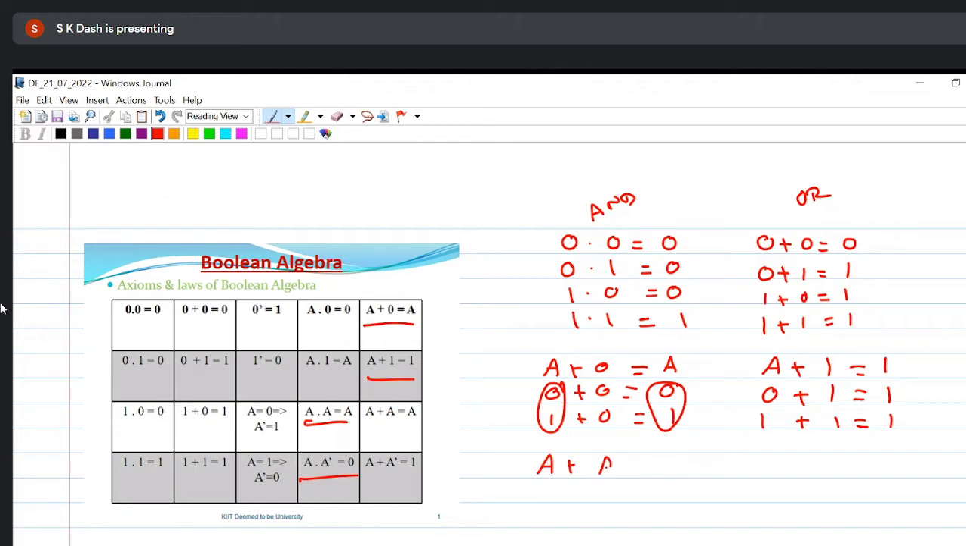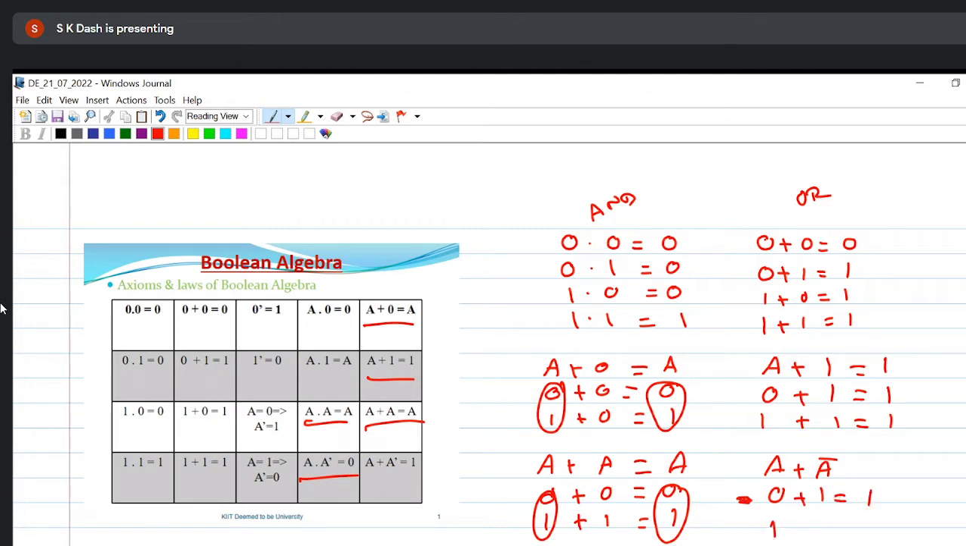Next, a plus a: 0 plus 0 or 1 plus 1. How much will 0 plus 0 be? Zero. 1 plus 1 is 1. So whatever the value of a, the same thing you are getting in the result. So a plus a is equal to a. Last, a plus a bar, how much? If a is 0, a bar is 1, so 0 plus 1 is 1. If a is 1, a bar is 0, so 1 plus 0 is also 1. So a plus a bar is equal to 1, irrespective of the value of a.